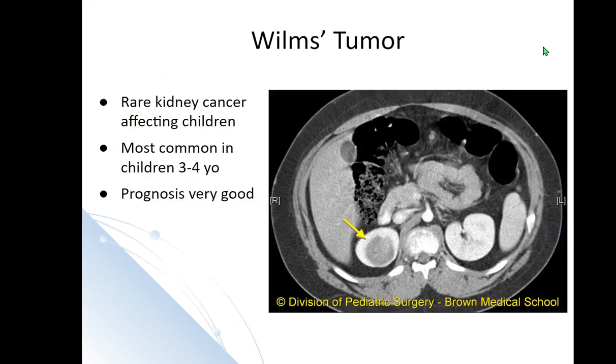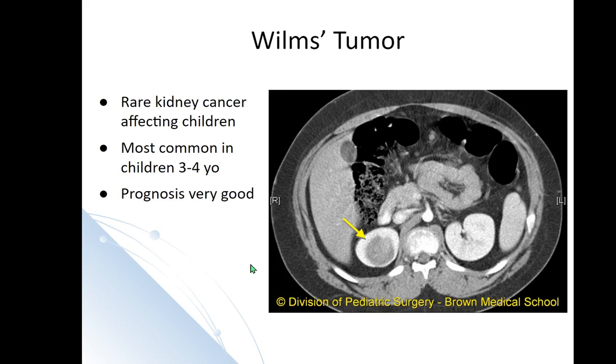Okay, next, Wilms tumor. Wilms tumor is a rare kidney cancer that primarily affects children. It is also known as nephroblastoma, and Wilms tumor is the most common cancer of the kidneys in children. Wilms tumor most often affects children around the ages of 3 to 4 and becomes much less common after the age of 5. The Wilms tumor most often occurs in just one kidney, as you can see here in this CT scan. However, it can be found in both kidneys at the same time.